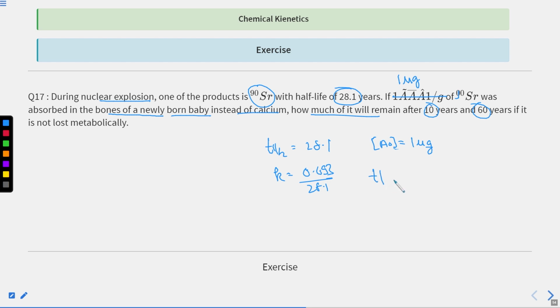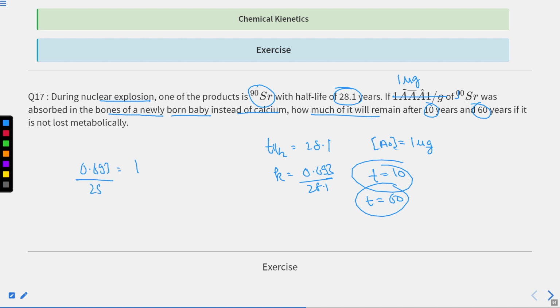Now we have to calculate the concentration at two different times, t equals 10 and t equals 60. So you will simply use your first order integrated rate law, that is k is equal to 1 by t. So k is how much?